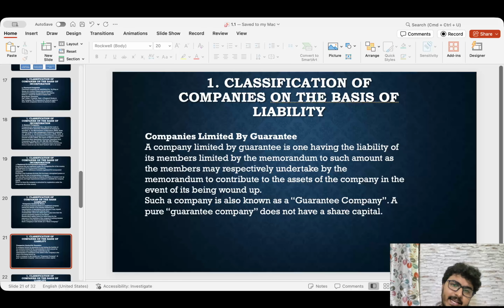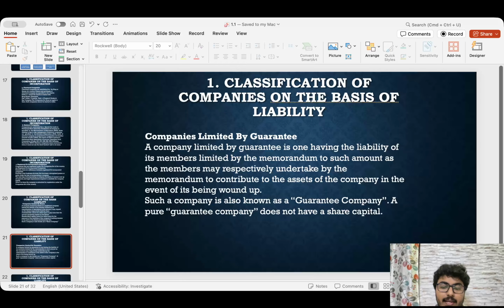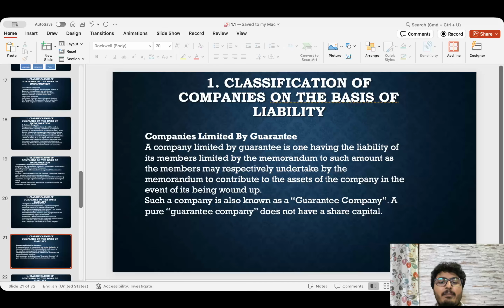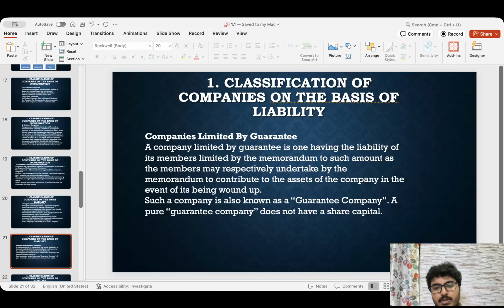Now, the second class under this classification on the basis of liability is the company limited by guarantee. Here, a company limited by guarantee is one having the liability of its members limited by the memorandum to such amount as the members may respectively undertake by the memorandum to contribute to the assets of the company in the event of its being wound up.